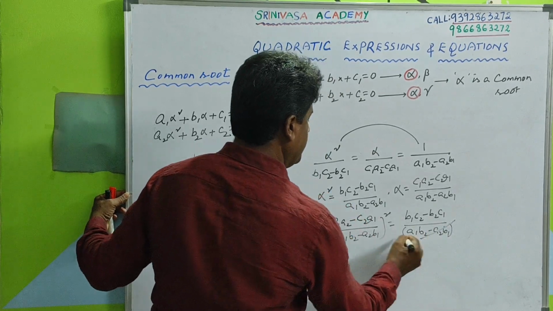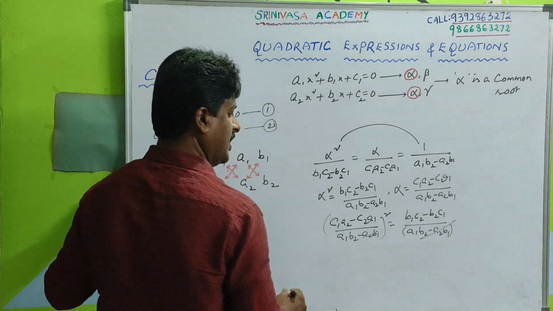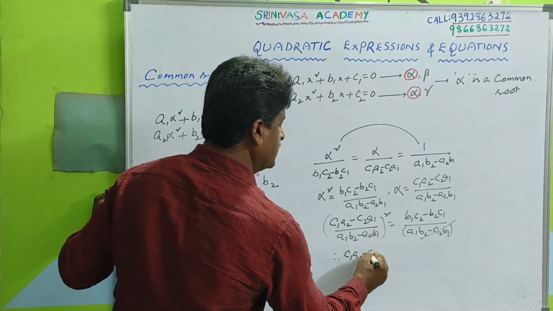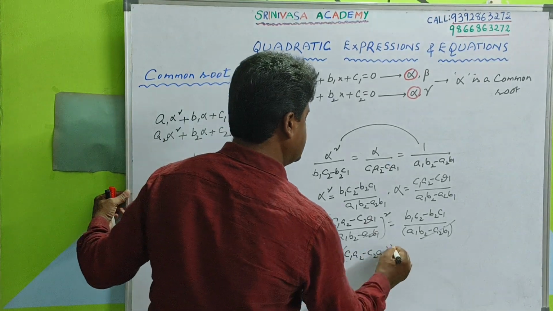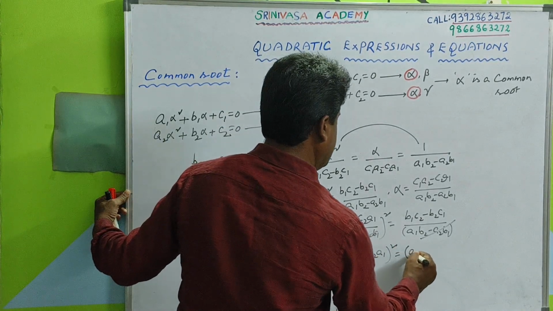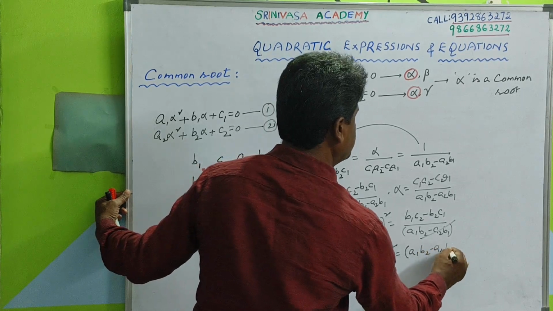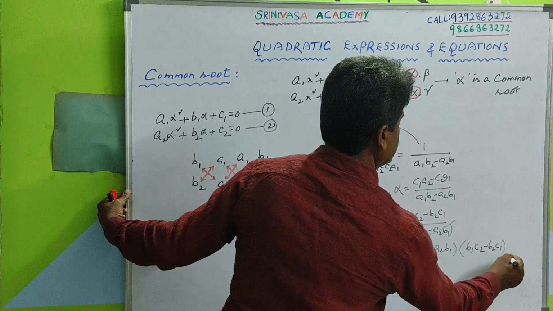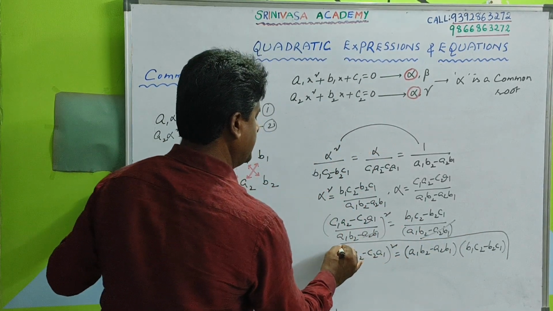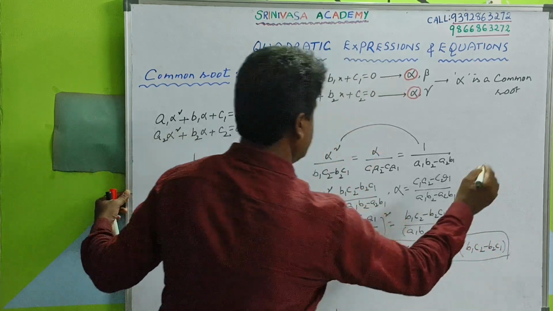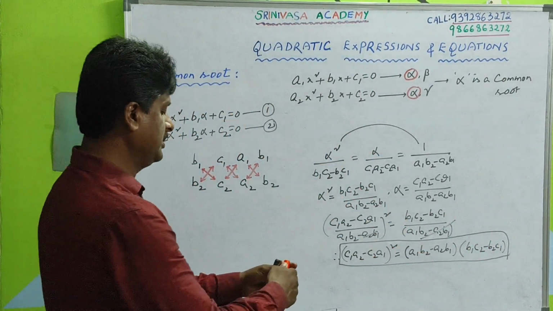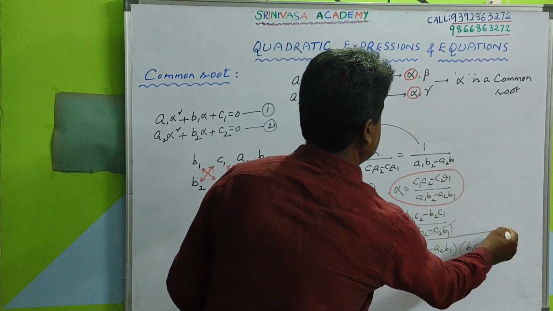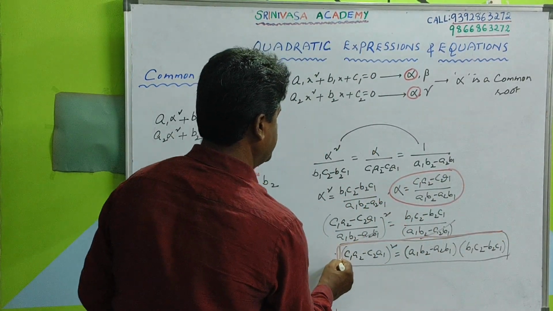Okay, one time this gets cancelled here. One more time is left. We get c1 a2 minus c2 a1 whole square is equals to a1 b2 minus a2 b1 into b1 c2 minus b2 c1. This is a common root condition. Okay, and what is that common root? This is the common root according to our assumption, and this is common root condition.